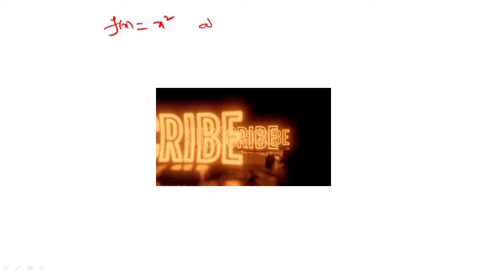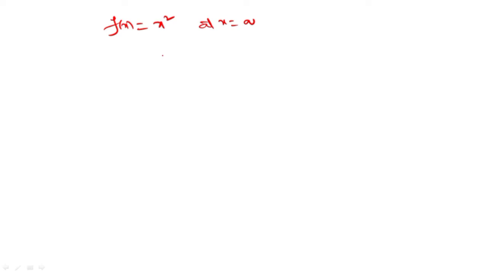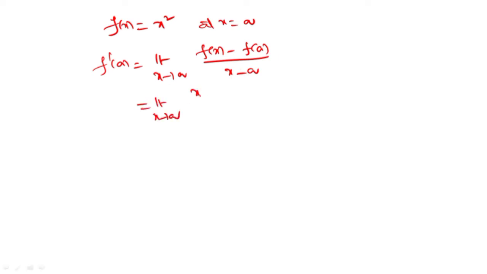Okay. So we would like to find the derivative of, for example, f of x equal to x square at a random value x equal to a. So f dash of a will be the limit as x tends to a of (f of x minus f of a) by (x minus a). We have the formula. So this will be the limit as x tends to a of (x square minus a square) by (x minus a).